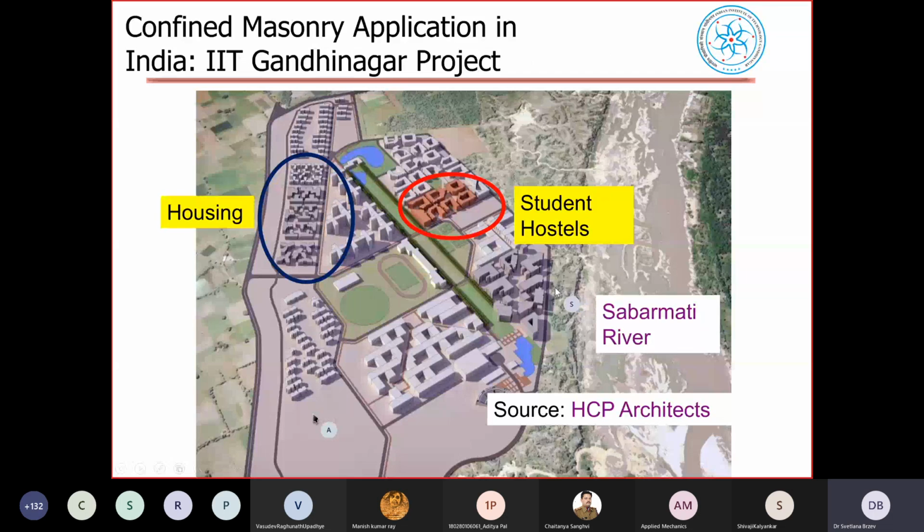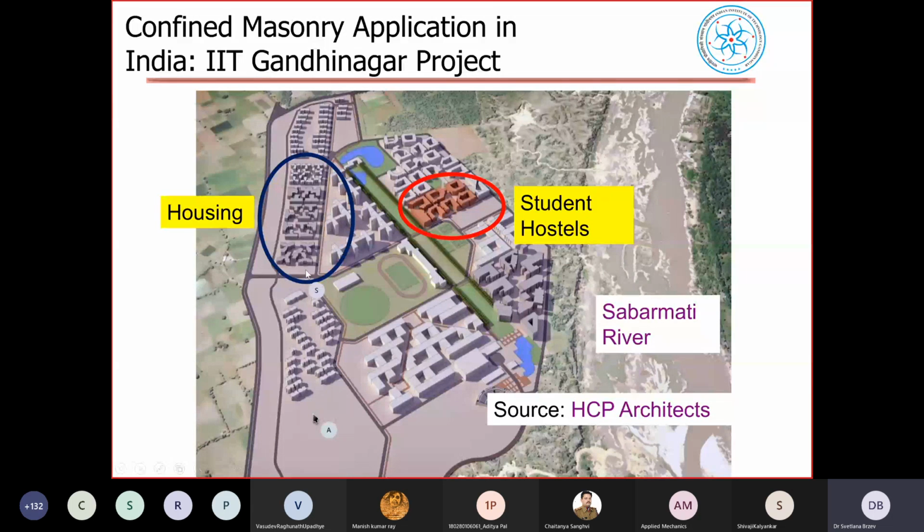And then, subsequently, at IIT Gandhinagar campus in Palaj village, which I believe attendees from Ahmedabad are familiar with and maybe visited the campus as well. In the planning stage, since it was a brand new campus, it was envisaged to use confined masonry for construction of housing for the faculty and staff. That is shown here on the left.